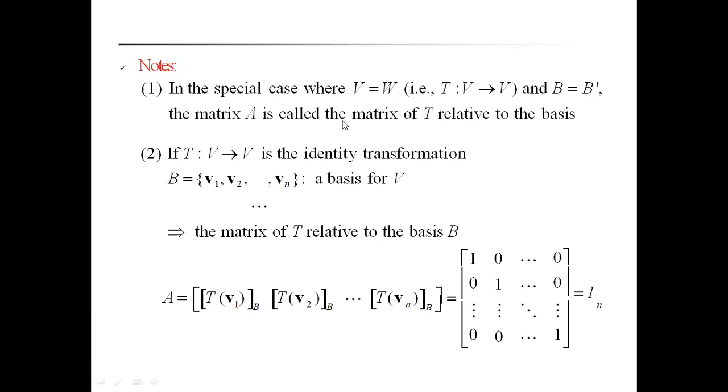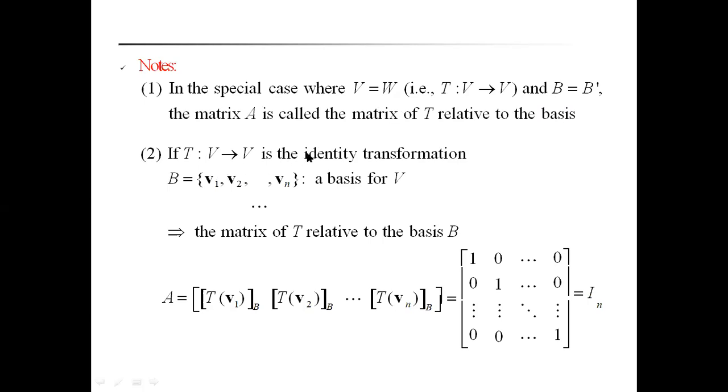That is the main point here. Because the two vector spaces are the same, and T is from V to V itself, the basis is also the same, B equal to B dash. Therefore, the matrix of T relative to the basis, only one basis, that is B itself.